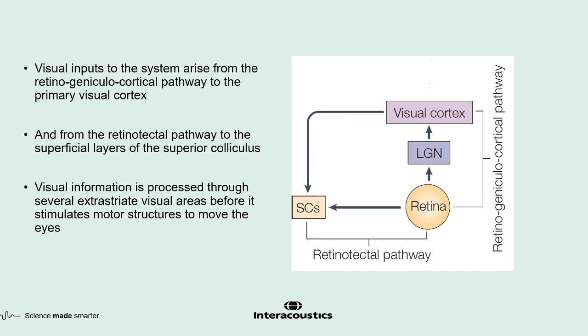Now, it starts with input on the retina. So you have visual input that stimulates your retina. Visual inputs to the system arise from the retinogeniculocortical pathway to the primary visual cortex, and also from the retinotectal pathway to the superficial layers of your superior colliculus. What that essentially means is that your superior colliculus is the primary relay for visual information. Your superior colliculus gets input directly from the retina to help facilitate eye movements, but that input also goes to the thalamus and then to the visual cortex for you to be able to process that. Visual information is processed through several extrastriate visual areas before it stimulates motor structures to move the eyes.